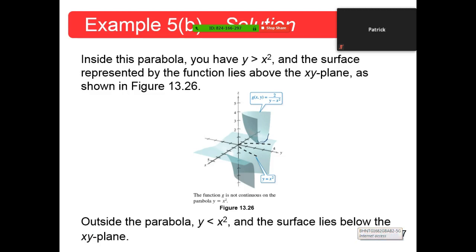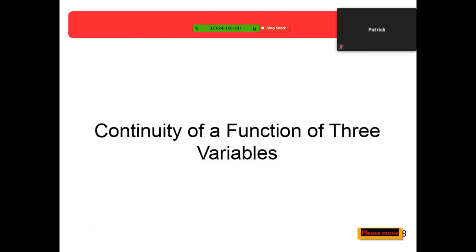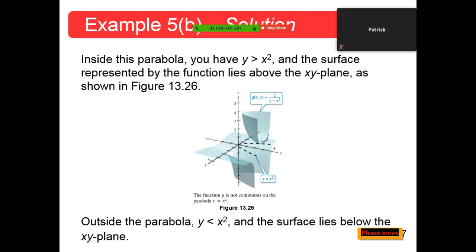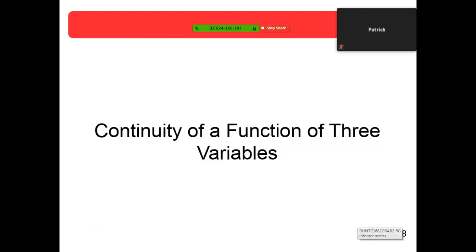Outside the parabola, y is less than x squared, so the y values will be dragging it downward, okay? And the surface lies below the xy plane. And they didn't say that. Inside the parabola, the x squared is greater than y, so it's all going to be positive there, above the xy plane. All right. Now that was example 5.